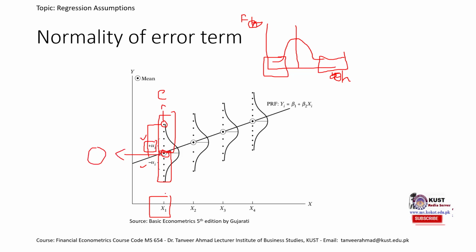So what this normality of error term assumption states is that for any given value of x, the error term should be normally distributed and they should have a mean value of 0. So the only thing that would be changing in this case is the mean value of y, which is increasing as the x is increasing.